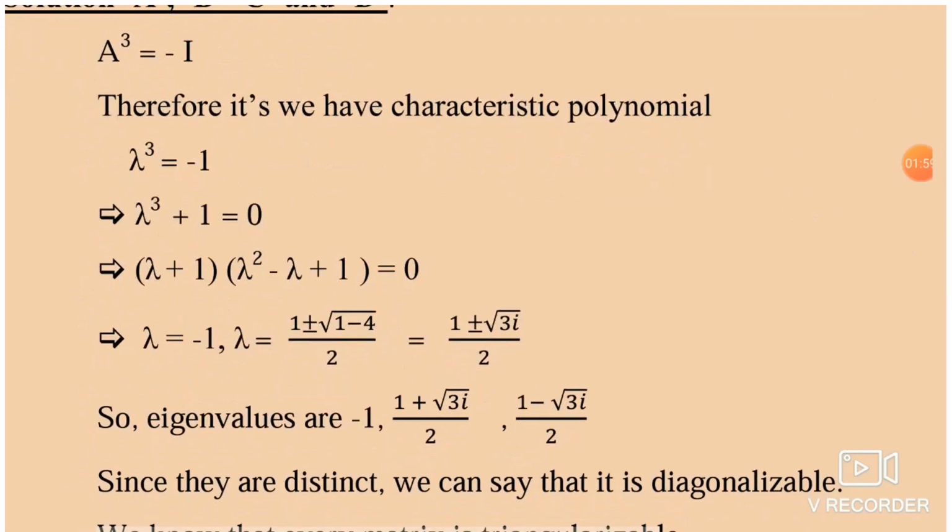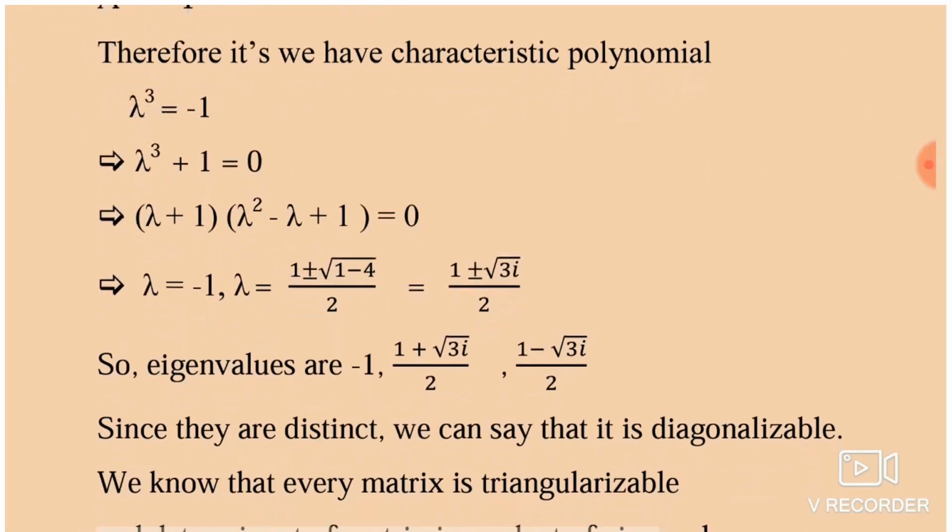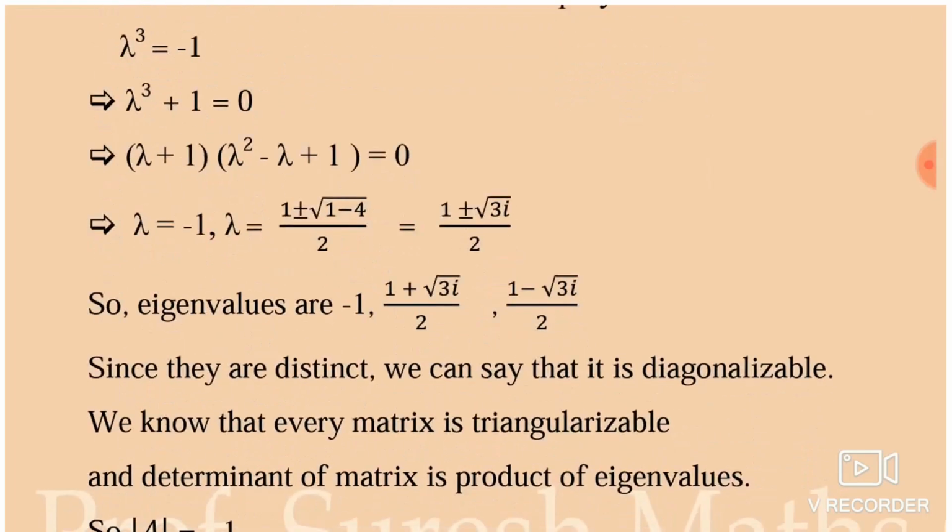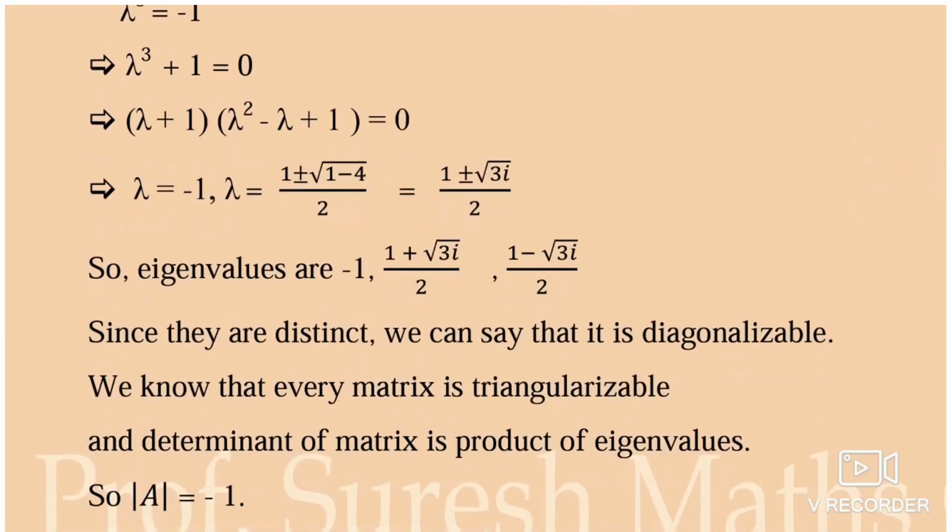So the eigenvalues, these three eigenvalues, are distinct. Already told just now: distinct eigenvalues imply the matrix is diagonalizable.